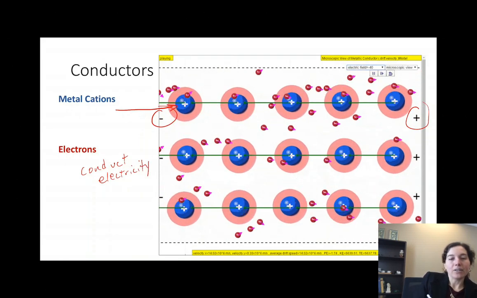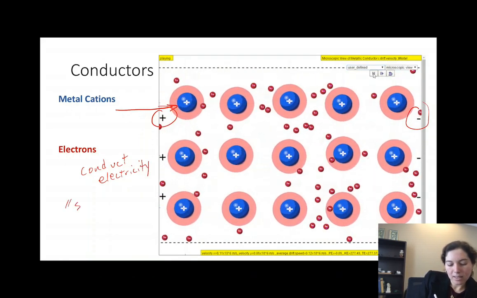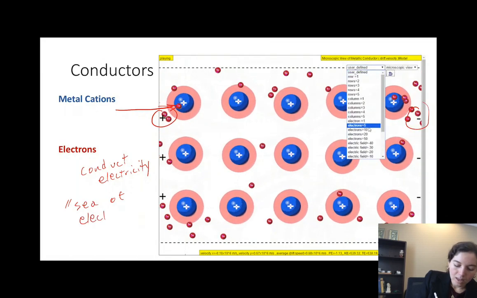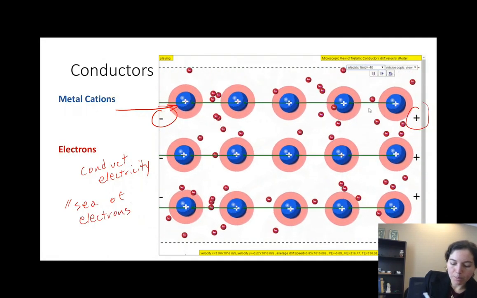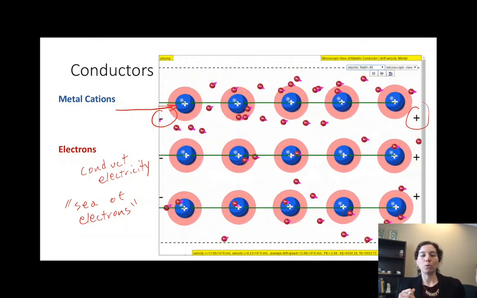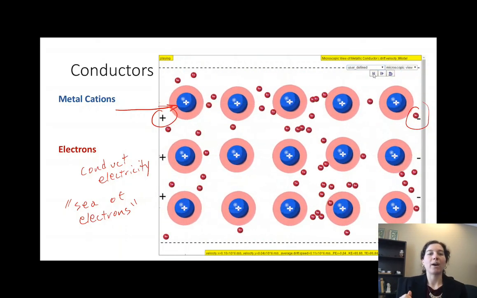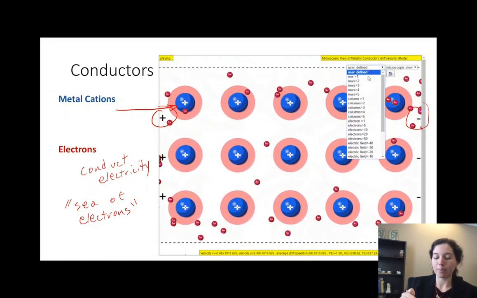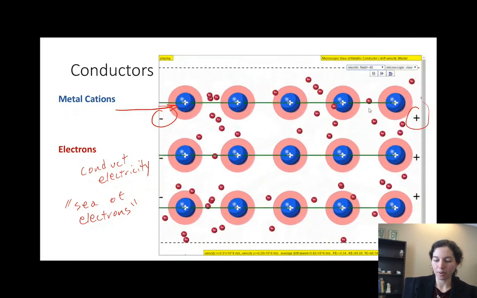So you might hear this referred to as a sea of electrons. And metals have a particular structure that lets them do this, where the electrons can move freely throughout the metal ions, or the metal atoms that are in the structure. Okay.